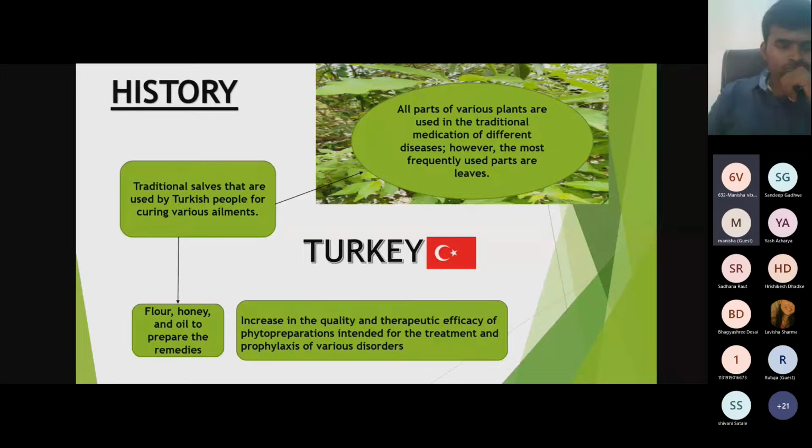So they used flour, honey, and oil, prepared the remedies, and were able to cure their ailments with those products. The flour, honey, oil, etc. were used as a base product, and in that they added their herbal extract so that they could easily apply those products. When we are talking about herbal plants, all the parts of various plants are used in traditional medications for different diseases. However, the most frequently used part is leaves, according to me and all the surveys that have been made.